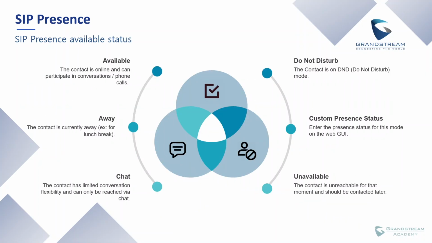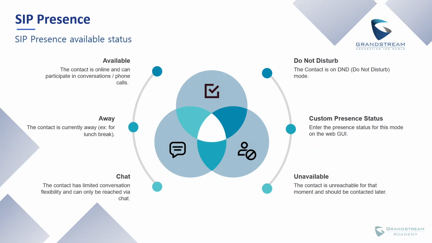When dialing the presence feature code, users have 6 available states. Below is the order you get on the voice prompt when dialing the feature code. The first one is Available: the contact is online and can participate in conversations and phone calls. Away means that the contact is currently away, for example, for a lunch break. Chat: the contact has limited conversation flexibility and can only be reached via chat.